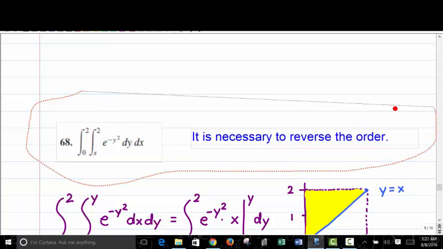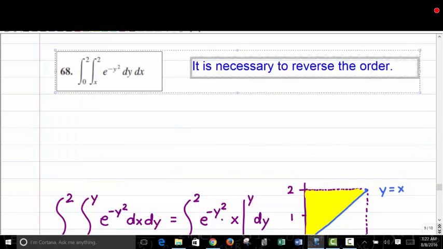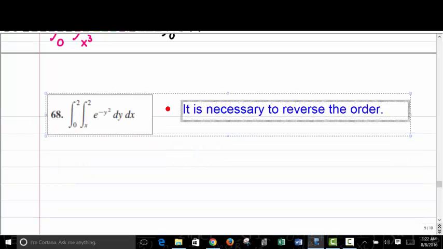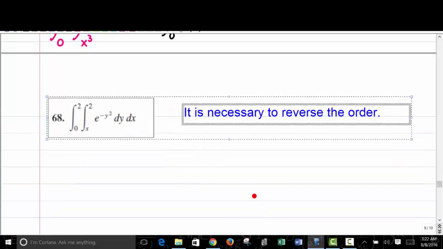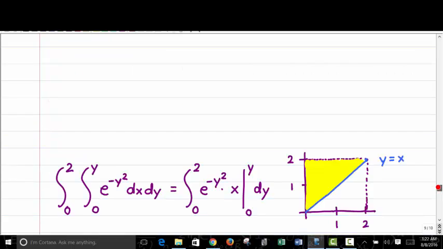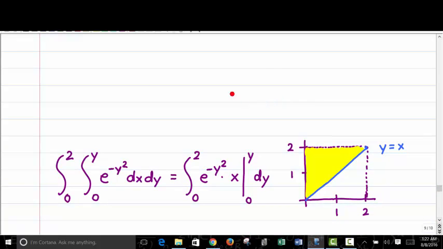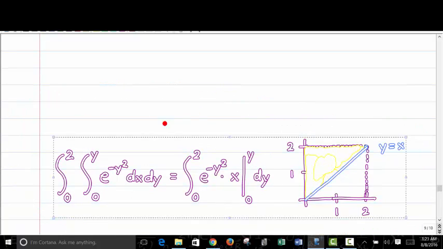Now, sometimes, reversing the order is a skill we've been looking at, just to be able to do it. But sometimes it's absolutely necessary. Now, this is a problem I'm very famous for asking on an exam, so this would be a good one to know how to do.